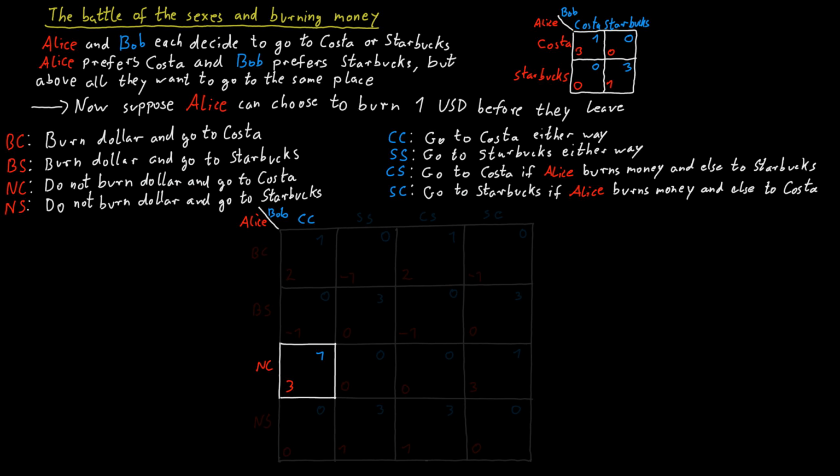But this is an odd conclusion to draw. So what we are saying here is that simply by giving Alice the additional option of burning money, she has this threat that she can burn the $1 bill. She can convince Bob somehow to agree to meet at her favorite coffee place, Costa, rather than his. And she doesn't even have to carry out the threat. She doesn't end up burning the money.